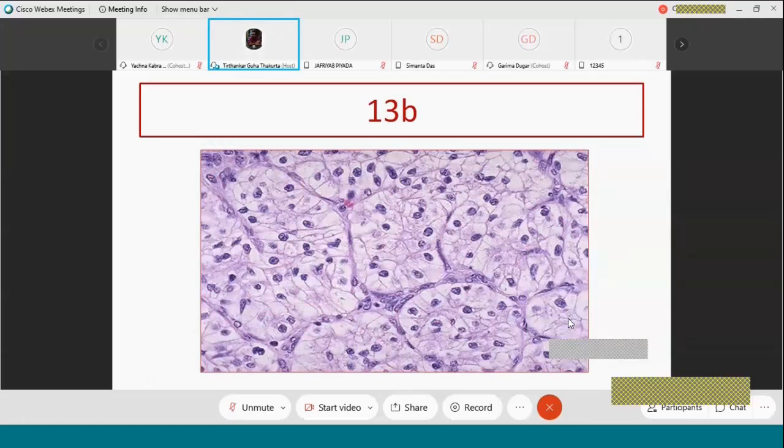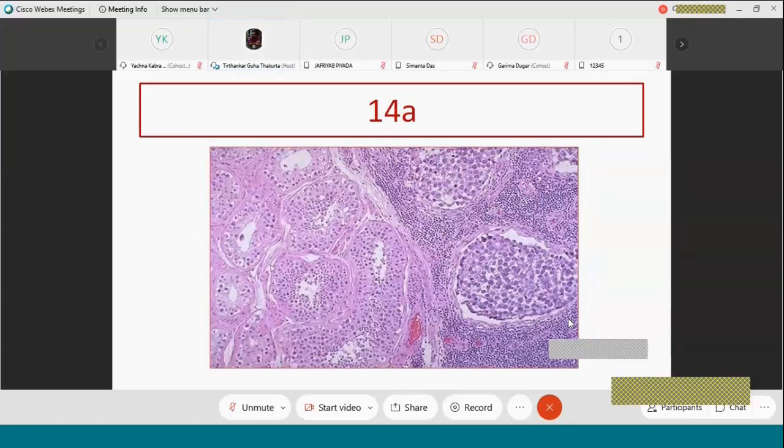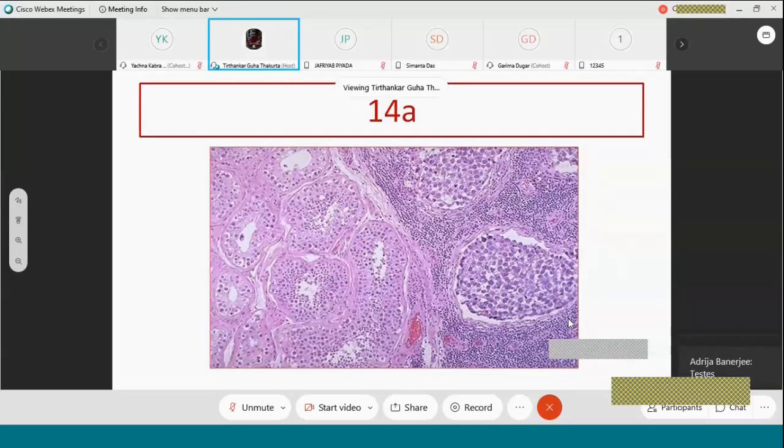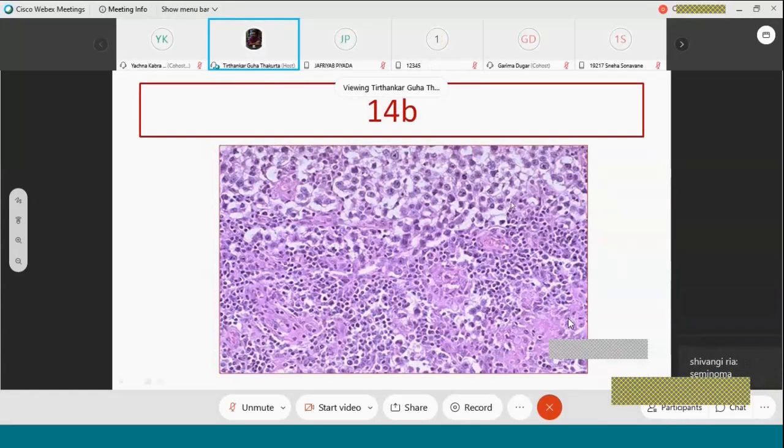First, identify the organ on the left. What is the organ? Very good. The organ is testis. And on the left side, there is a tumor originating from the testis. You can see dark cells that are developing from the seminiferous tubules. And as they are developing, they will form sheets of cells, and their interconnecting septa will be with lymphocytes.